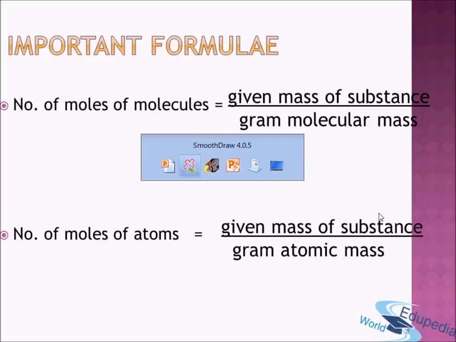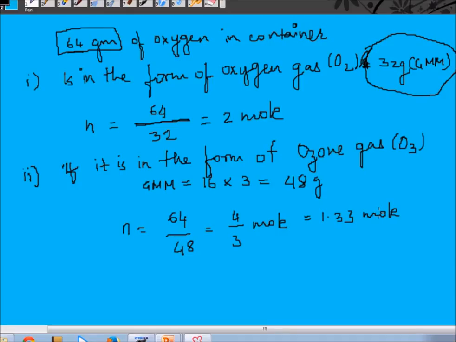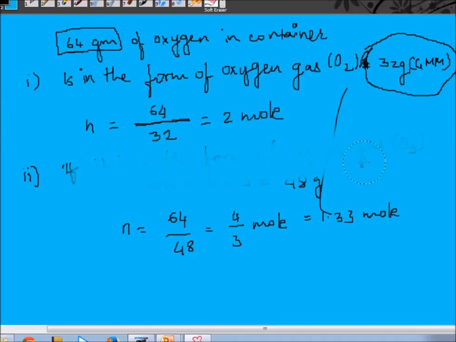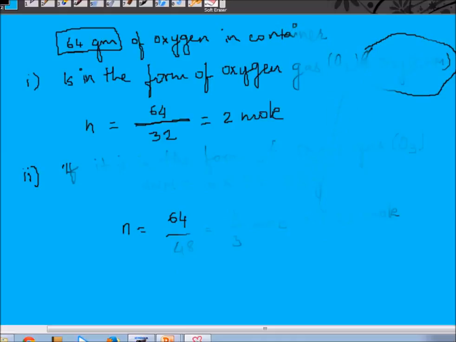So let's say in the same question, you have the same container and the same oxygen. Now you have to calculate the number of moles of atoms of oxygen. So in this part we have to calculate the third part, the number of moles of atoms of oxygen.